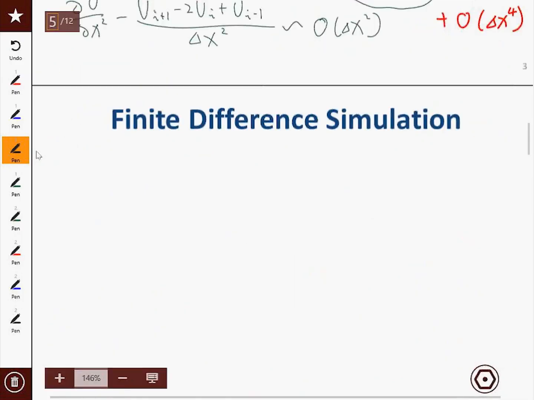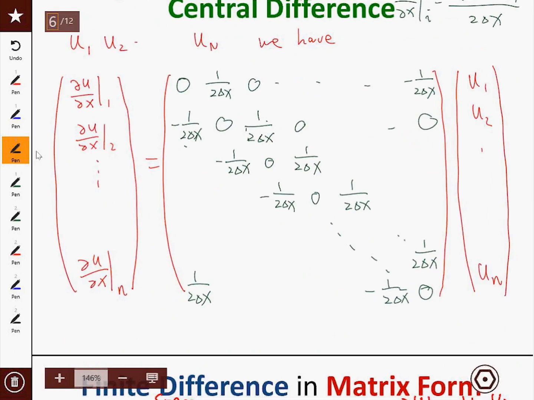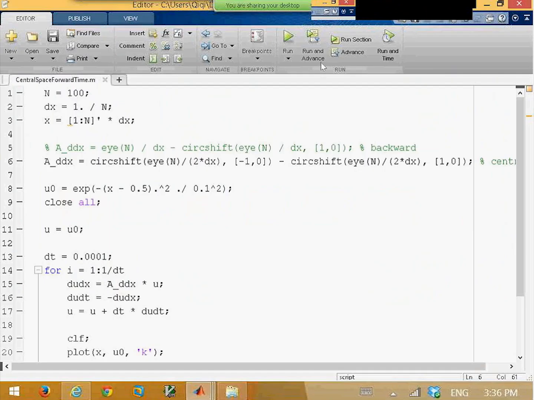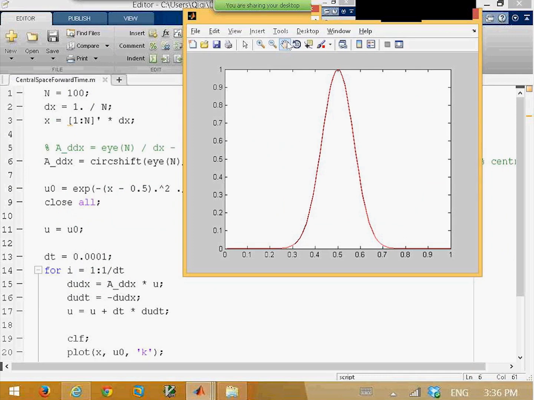If you look at this, I have one identity matrix shifted towards the right. I have another one shifted towards the left, right? So I get 2 matrices subtracted. I get the central difference.